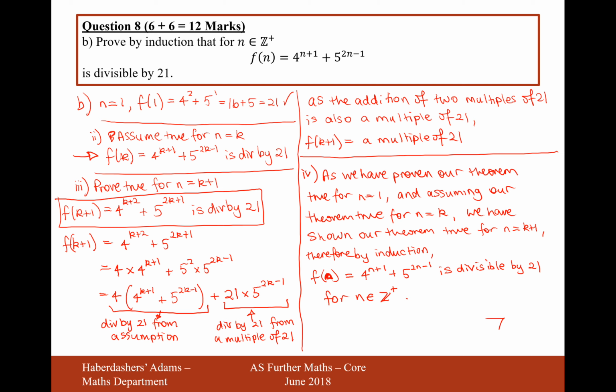So there we are, that's the answer to this question here. We've now proved question 8b, 12 marks in total, 6 marks for each of those proof by inductions, and there we are, that's the answer for question 8. Let's now move on to question 9.